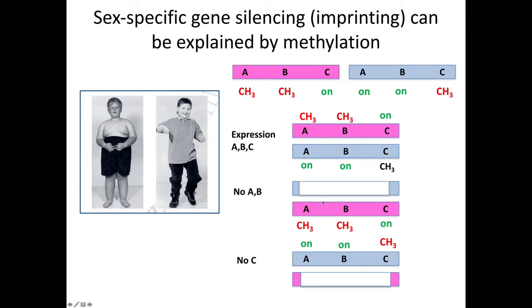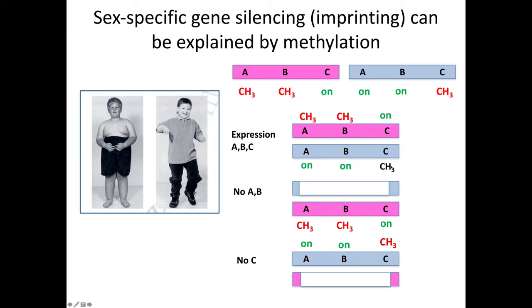Well, in one case, if there's a full deletion of genes A, B, and C, this individual here will have A turned off, B turned off, and C turned on. So this individual then will only have the expression of C, and A and B will be turned off, based on having the deletion from father. But if the deletion occurs from the mother now, then A is turned on, B is turned on, and C is turned off.